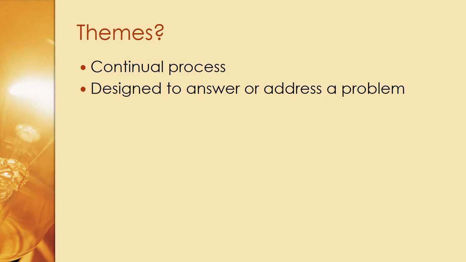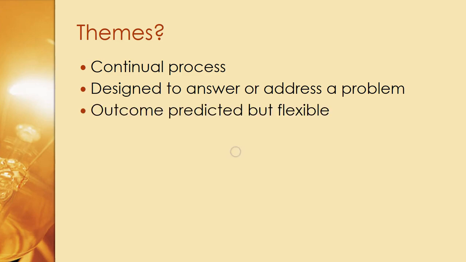So some themes across each of those models, just to summarize: action research and everything we saw is a continual process. It's designed to answer or address a specific problem. The outcome is predicted but flexible. Typically in action research, you have some idea of the type of information or data you're going to get, but sometimes the data surprises us. So you have to be flexible in terms of analyzing that data and make sure that you're coming from a very objective standpoint.